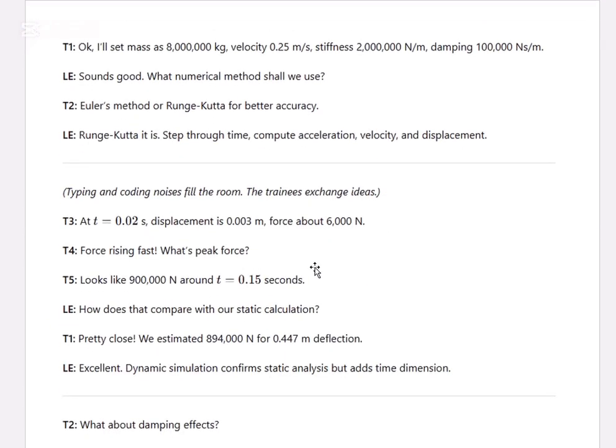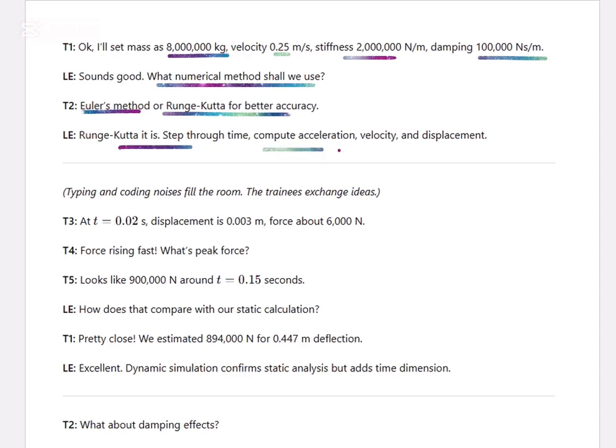Okay, I set the mass as 800,000 kg, the velocity as 0.25, and the stiffness and damping values. Sounds good. What numerical method shall we use? Runge-Kutta for better accuracy. It steps through time, computing acceleration, velocity, displacement. At 0.002 seconds, displacement is this much and force is this much.